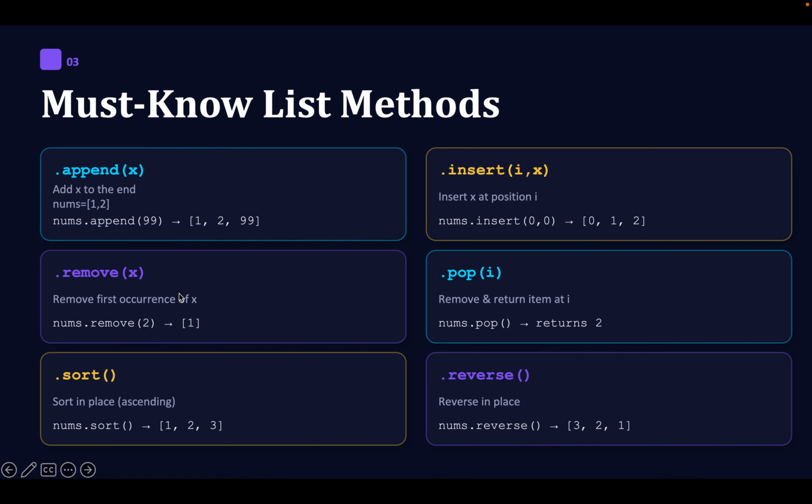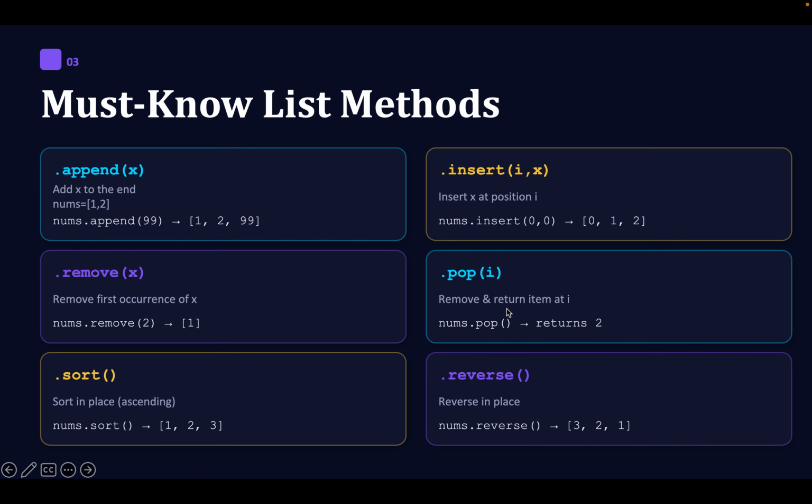And if you want to remove an item, if you perform remove(x), it will remove the first occurrence of that item. So nums.remove(2) means it will remove the first occurrence of 2. Suppose this list originally has one more 2, like 1, 2, 2, it will remove only the first occurrence of 2. So in that case, the output will be 1 and 2. The second 2 will remain there itself.